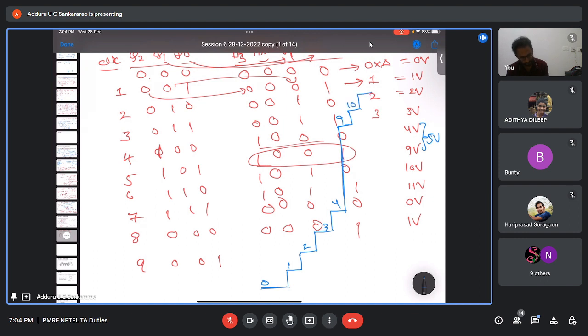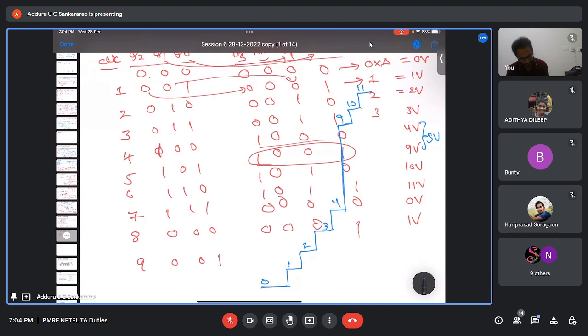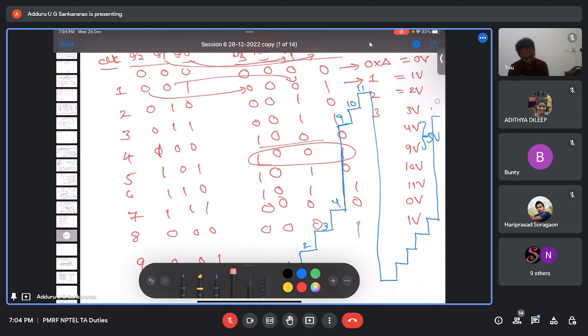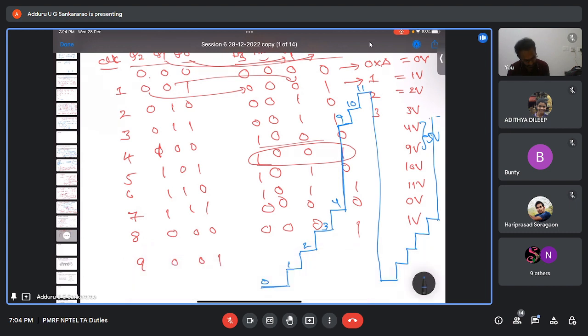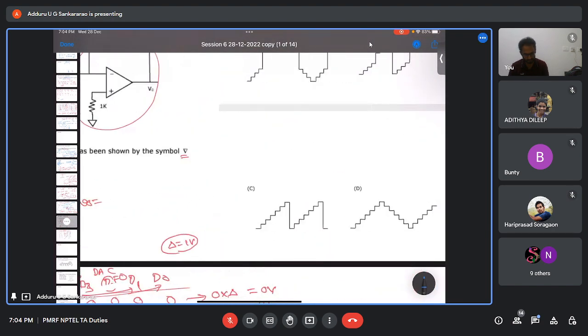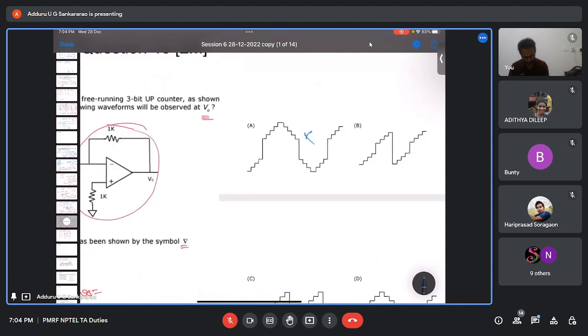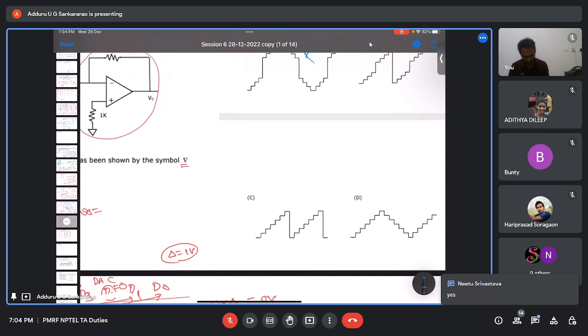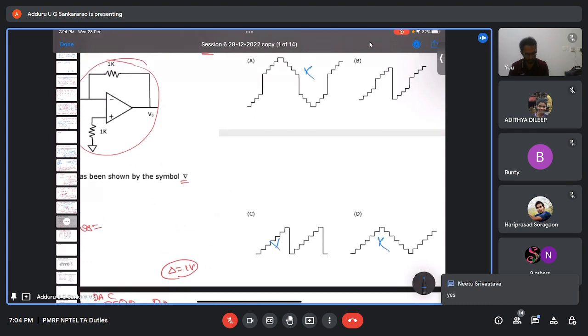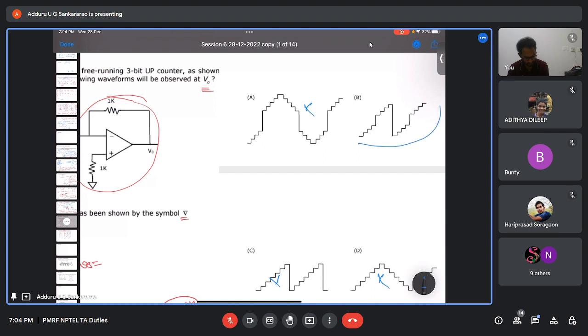Next clock pulse 11, next clock pulse 0, next this will repeat, next clock pulse 1, 2, 3, 4, then becomes 9, like this, okay. You got it right? This will repeat, the counter again and again repeats, something like this. So if you see the options, the first option is wrong, the third option is also wrong, the fourth option is also wrong, the only option possible is option B.